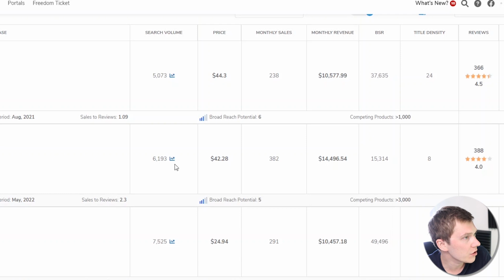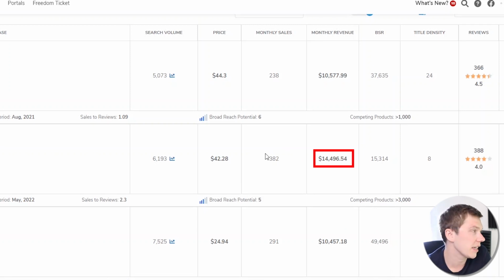But there you go. That's a great example there, isn't it, of how useful it is to have a look at search volume over a period of time to help you understand whether something is seasonal or not. What else have we got? So the average price point of products associated with this search term or keyword is $43. Then we've got the monthly sales, 382, generating on average $15,000.